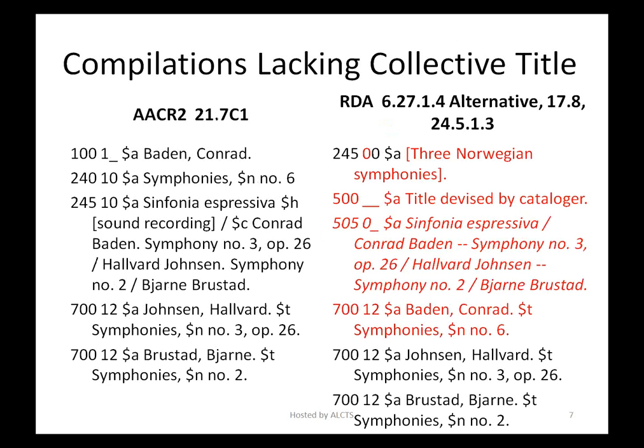Now there's an alternative to rule 6.27.1.4, which says that instead of or in addition to constructing access points for each of the works in the compilation, you can construct an authorized access point representing the compilation using a devised title formulated according to the instructions in 2.3.2.11. Whether to devise a title proper was cataloger's judgment during the national RDA test. But if a cataloger decided to devise a title, you can see an example of what that would look like on this slide. We've got 3 Norwegian symphonies, so we come up with a title.